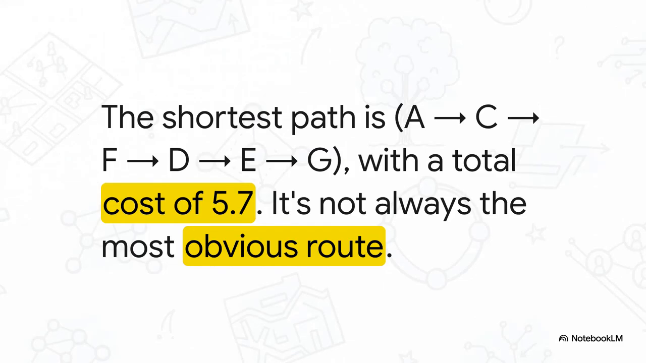The actual best path from A to G is this really winding journey. You go from A to C, then to F, all the way back to D, then over to E, and finally to G. It is definitely not the path you'd pick just by looking at it, but the math does not lie. This is exactly the kind of puzzle that amazing algorithms like Dijkstra's were built to solve, and it's what's happening under the hood every time you ask for the fastest way home.